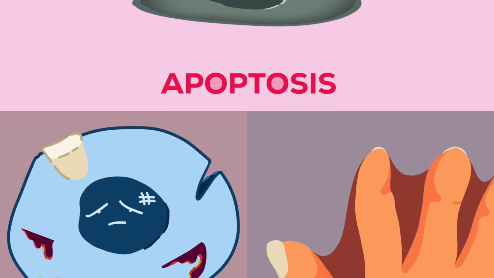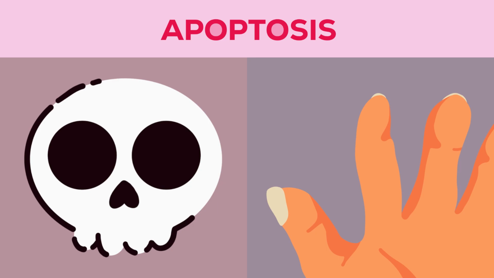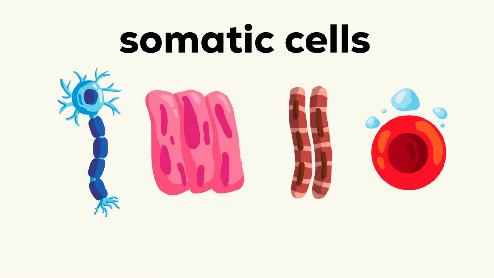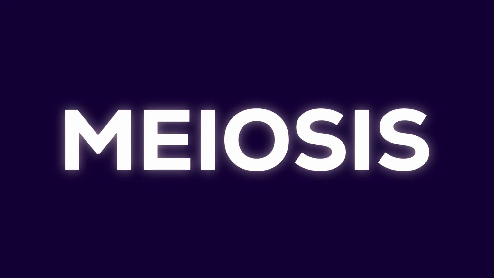Apoptosis is also used to get rid of damaged cells beyond repair in adults or eliminate unwanted cells in developing children. Now, during mitosis, somatic cells would replicate. Somatic cells are body cells, while sex cells are called gametes. Meiosis is the process that gametes undergo.